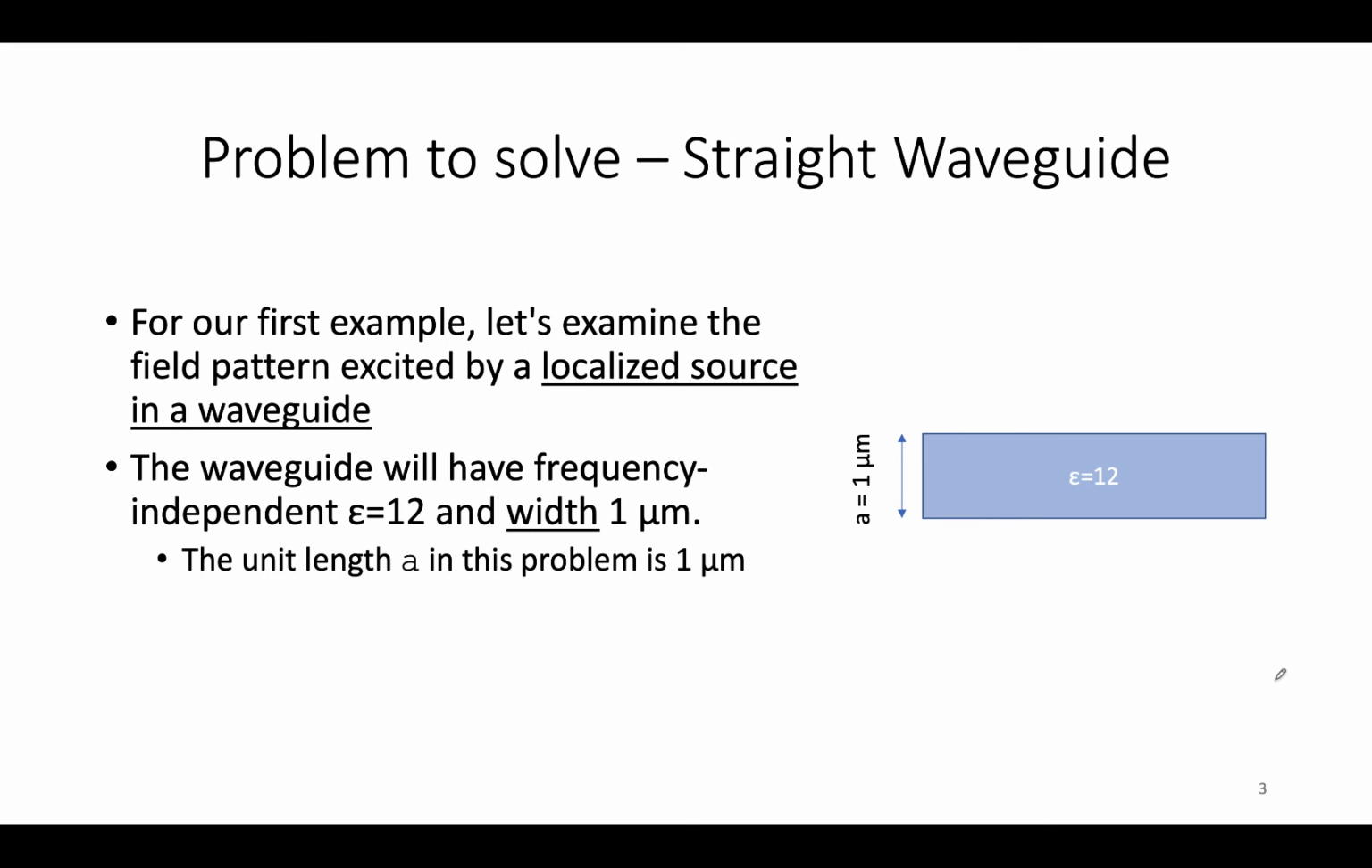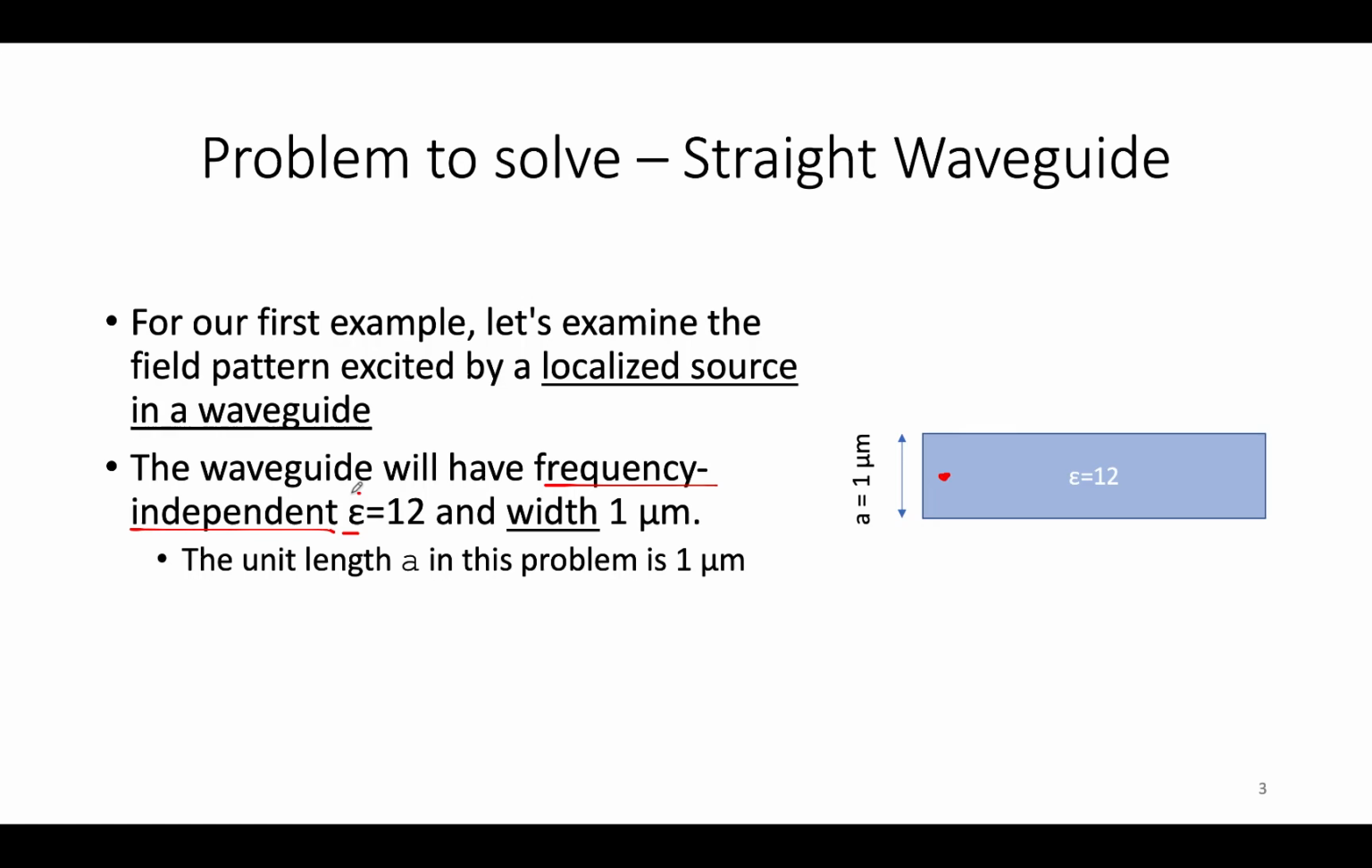For our first example, we want to examine the field patterns that are excited by a local source in a waveguide. So what we're going to do is to put a source here using MEEP and then to see how this electromagnetic wave is going to propagate within the waveguide. Our waveguide is characterized by a medium that has an epsilon, that is the electric constant, that is frequency independent, so it won't depend on the frequency of the wave.